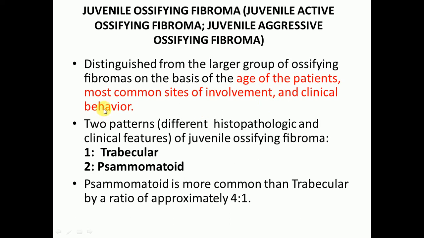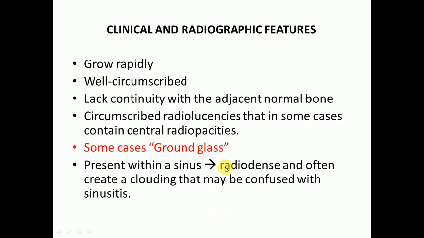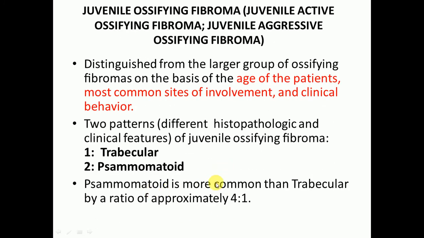There are two patterns of juvenile ossifying fibroma. Although they are different histopathologically and have different clinical features, they are the trabecular form and the psammomatoid pattern. The psammomatoid is more common than trabecular by a ratio of approximately 4:1. So it means that psammomatoid is more common.